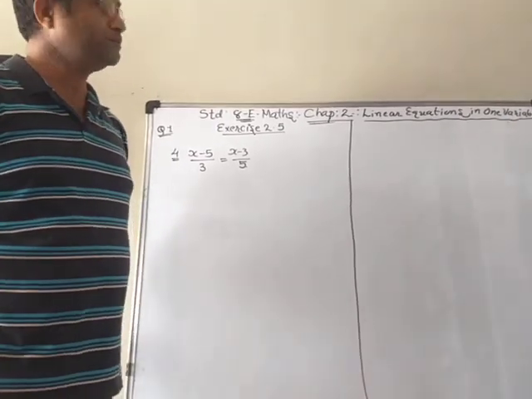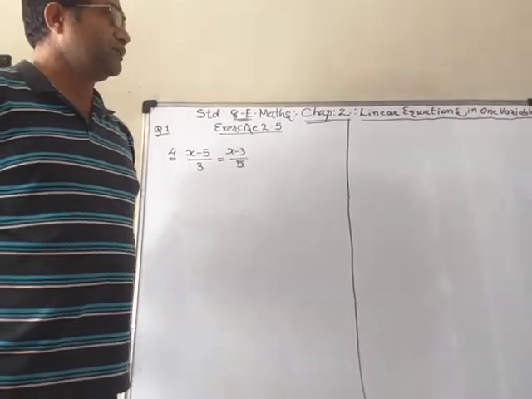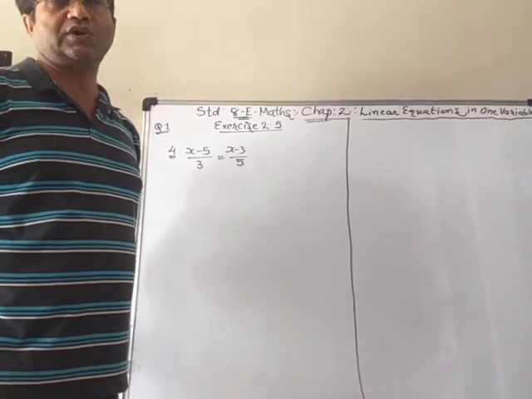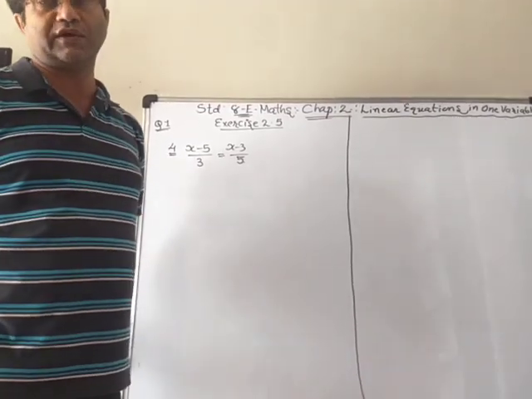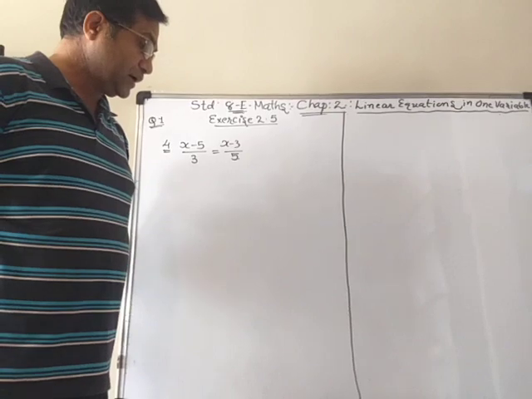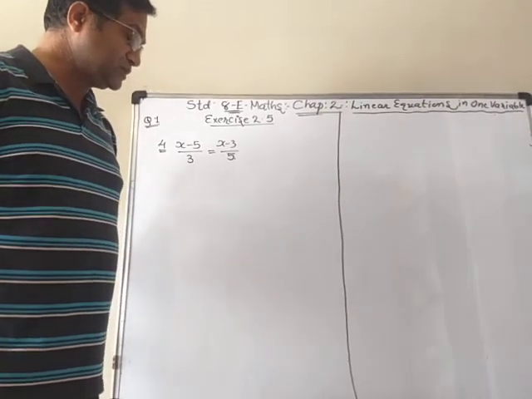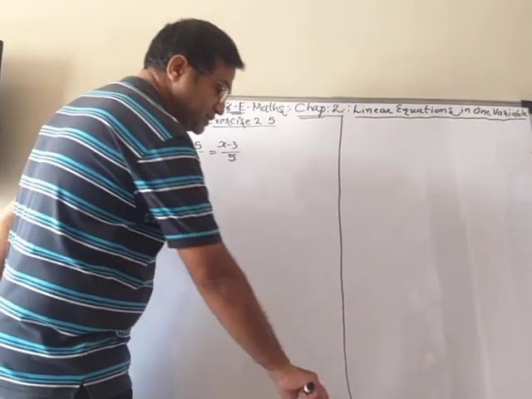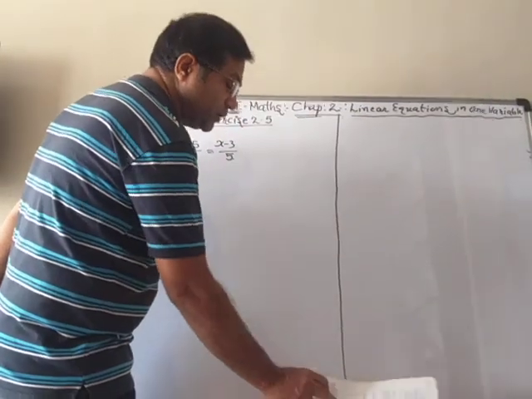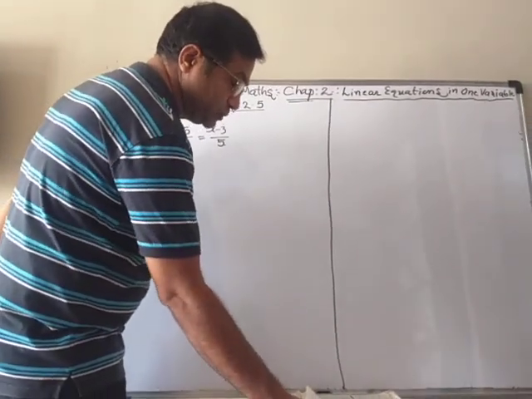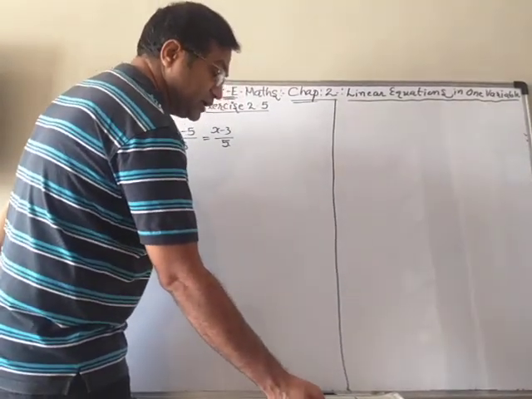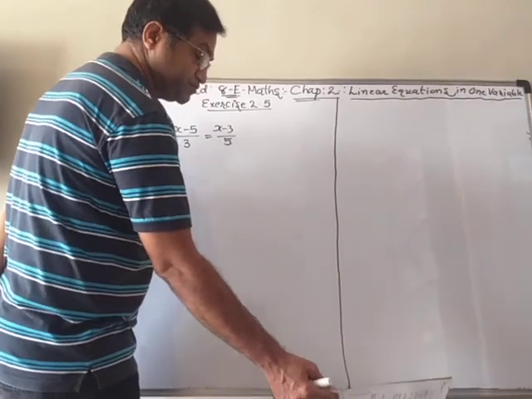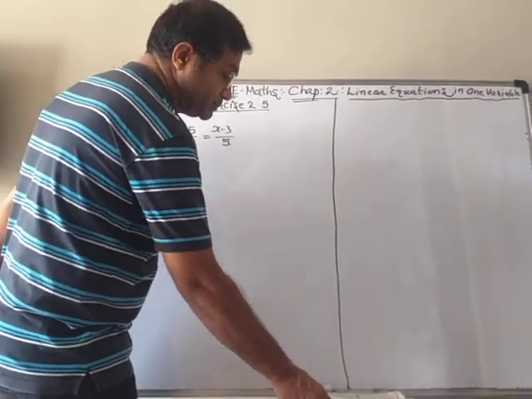8th English medium. We are busy with chapter number 2, linear equations in one variable. In that we started exercise 2.5 in the last video, in which the equations are reduced to the simpler form.